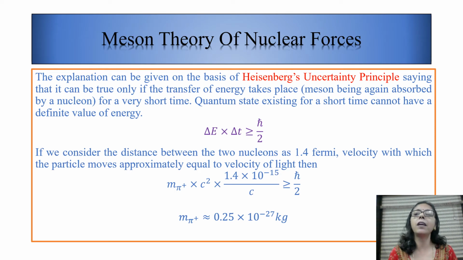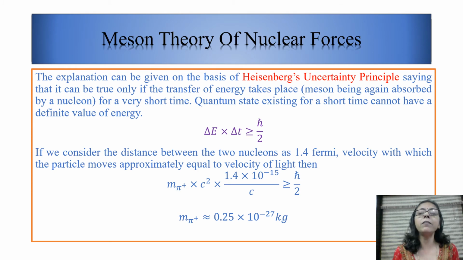The explanation can be given on the basis of Heisenberg's uncertainty principle, saying that it can be true only and only if the transfer of energy takes place for a very short interval of time, because a quantum state existing for a short time cannot have a definite value of energy. This is Heisenberg's uncertainty principle: the product of uncertainties in determining the energy and the time is always greater than or equal to h cross upon 2. If we consider the distance between two nucleons as 1.4 Fermi, there is nothing new, I know it has to be in this order.